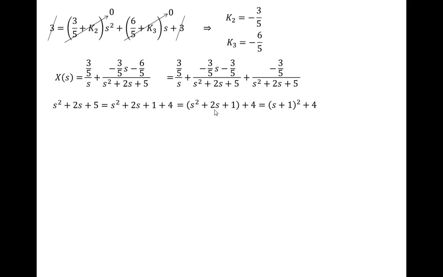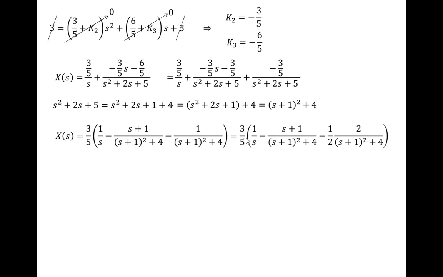So I have s squared plus 2s plus 1 as (s plus 1) to the power 2, plus 4. So X of s will be in the form of 3 over 5 multiplied by 1 over s minus (s plus 1) over ((s plus 1) squared plus 4) minus 1 over ((s plus 1) squared plus 4). Again, I just factor out 3 over 5 from this relation. Further, for the last component, I multiplied by 1 over 2 and 2. I will explain why I need to do that.